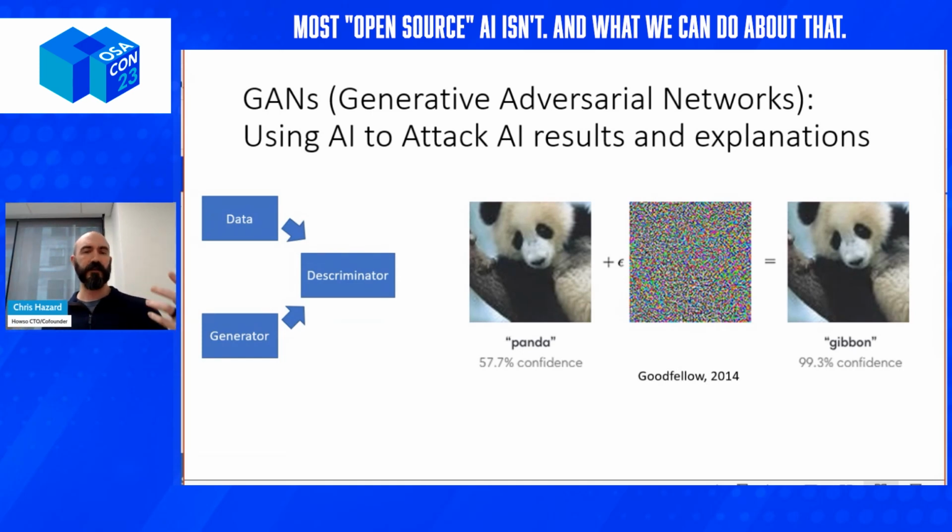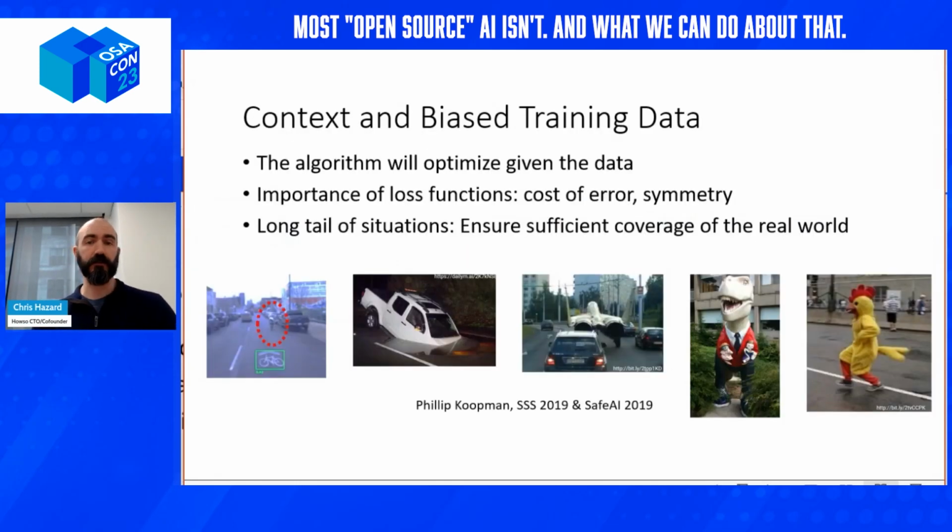So we take something that the model might get good results on, like let's say the panda here, 37% confidence. You add a tiny bit of noise, and all of a sudden it gets it very wrong. These nooks and crannies are exploitable.